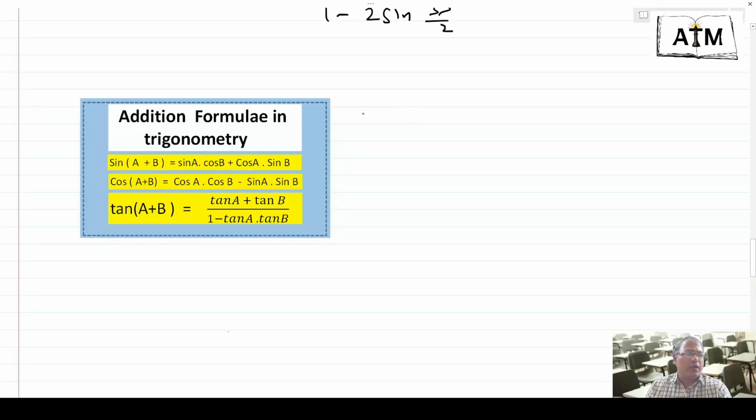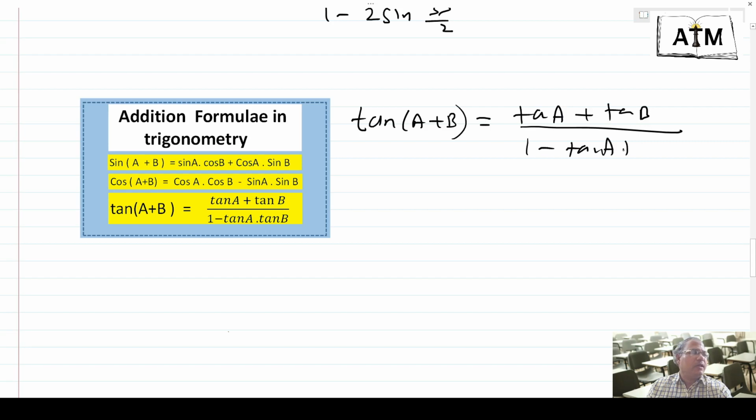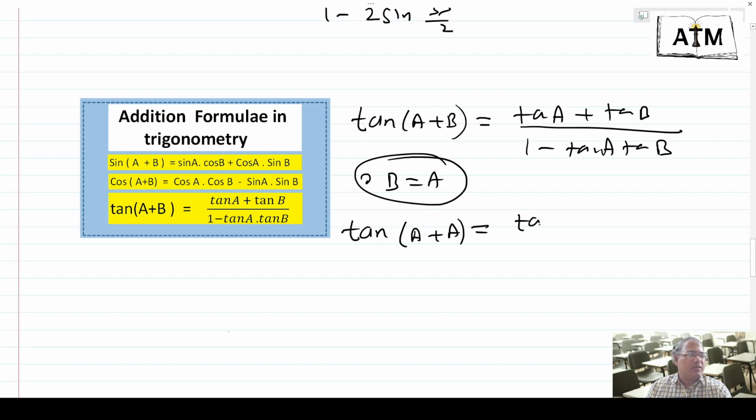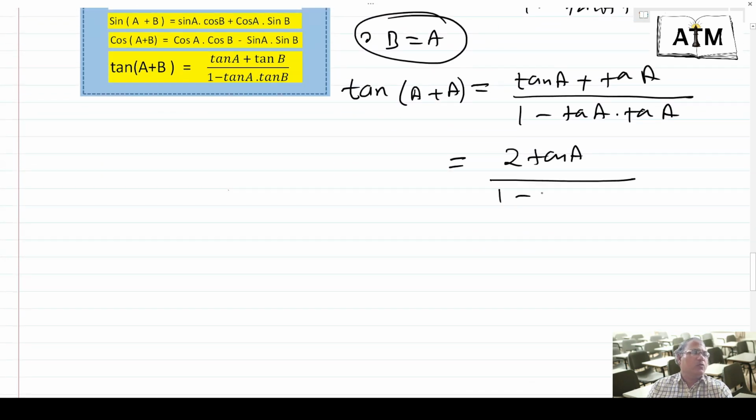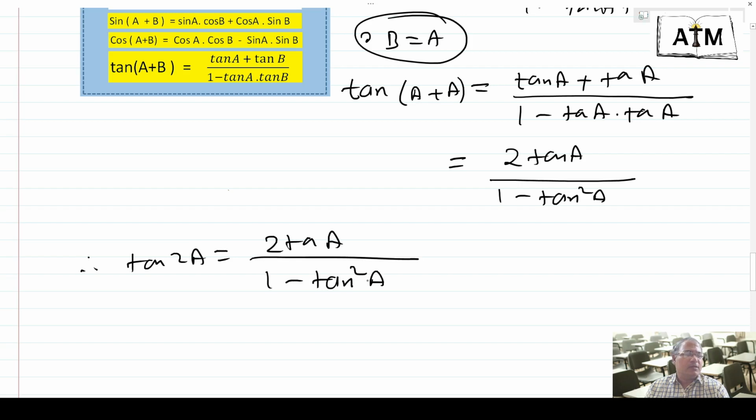Similarly, we can find out tan 2a by using the tan of a plus b formula. What is tan of a plus b? Tan of a plus b is nothing but tan a plus tan b upon 1 minus tan a tan b. And you wish to find tan 2a, then replace b by a. Wherever the b is there, you write down a. Therefore in place of b, if you write a, it becomes a plus a. And 1 minus tan a, in place of b, write down a. So that equals 2 tan a upon 1 minus tan square a. Therefore, what is the formula? Tan 2a equals 2 tan a upon 1 minus tan square a.